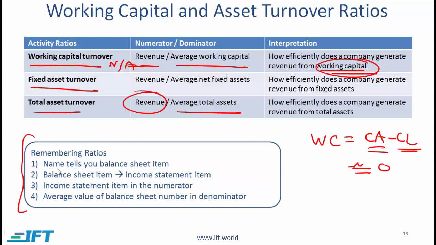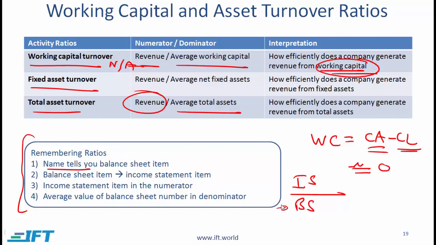The first point is that the name tells you the balance sheet item. Notice that in all these ratios, you have an income statement item in the numerator and the balance sheet item in the denominator. With the receivables turnover ratio, we have average receivables over here. With the total asset turnover ratio, we have total assets over here. So clearly, you know the balance sheet item based on the name.